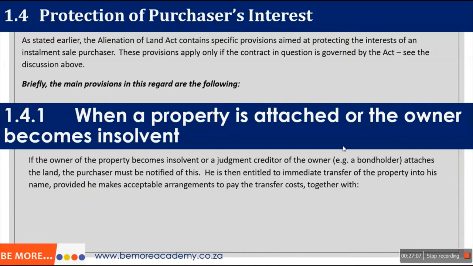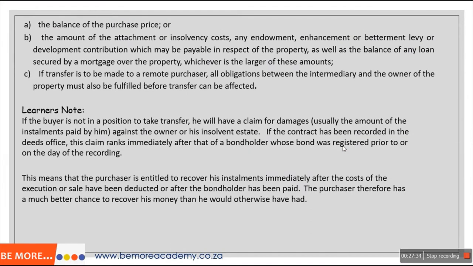When a property is attached or the owner becomes insolvent, for example if a judgment creditor of the owner, such as a bondholder, attaches the land, the purchaser must be notified of this. He is then entitled to immediate transfer of the property into his name, provided he makes acceptable arrangements to pay the transfer cost together with the balance of the purchase price, or the amount of the attachment or insolvency cost, any endowment, enhancement or betterment levy or development contribution which may be payable in respect of the property, as well as the balance of any loan secured by a mortgage over the property.